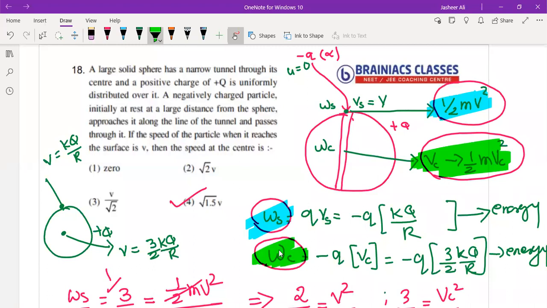Similarly, WC is the electrical work, and it is equal to the mechanical work, the mechanical kinetic energy, half mvc square. Now we equate these two. We divide this side, WS divided by WC, and similarly divide the other side. Then we compare and find out the velocity, the speed at the center of the body when the minus q is allowed to move through the tunnel. So this is an important question.